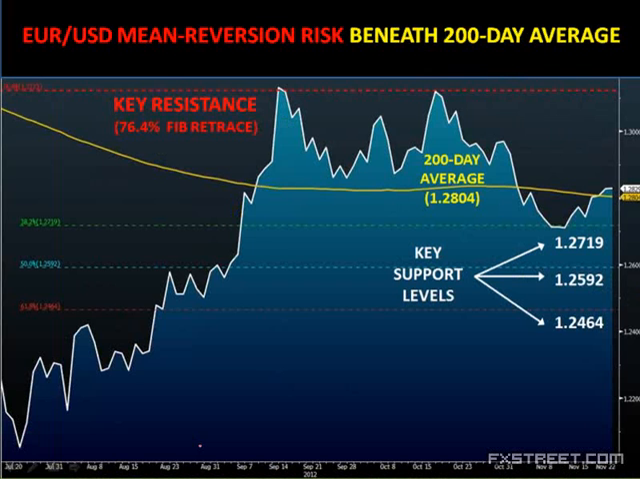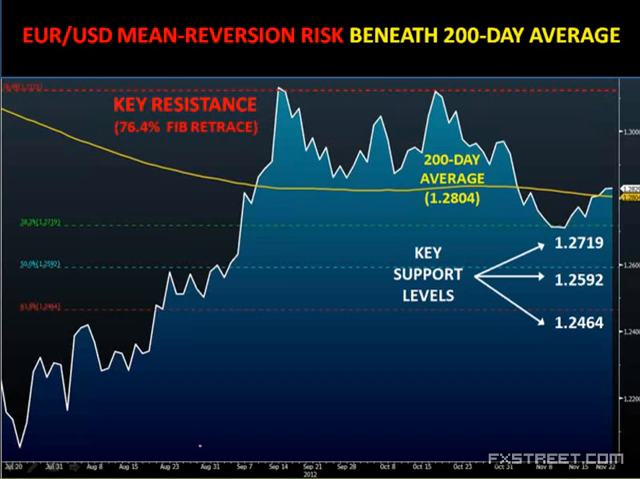Euro dollar mean reversion risk beneath the 200 moving average. We've had some recent positive moves on the euro dollar, and that's been on the back of the potential agreement for Greek bailout or Greek payment, so the kind of rhetoric which is coming out of Europe now. But generally, euro dollar is still negative after breaking out of this 2-month range.